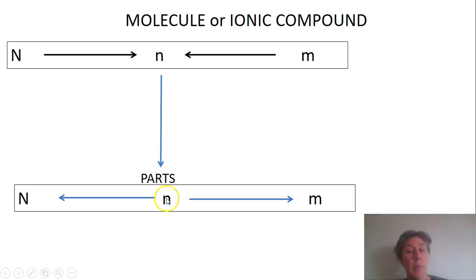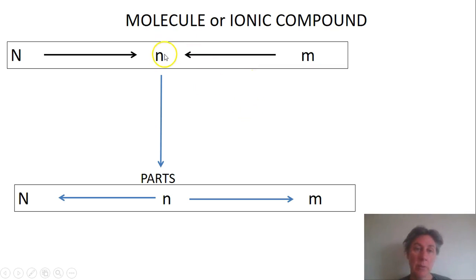So how many moles, how many groups of carbon would you have? How many groups of hydrogen? How many groups of oxygen? Once you know how many groups of each of them individually, then you can work out the mass of each of them individually.